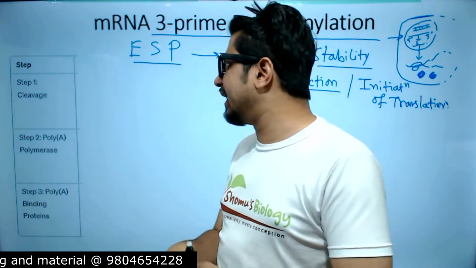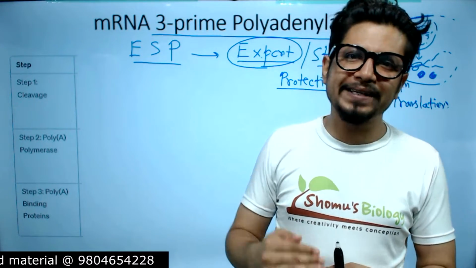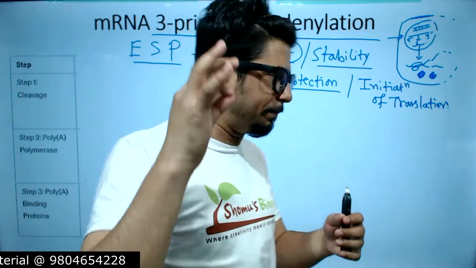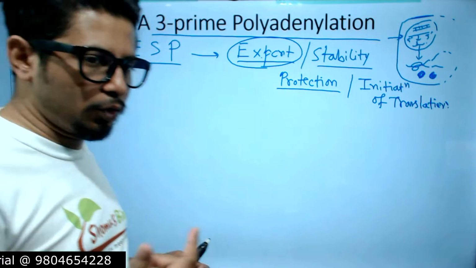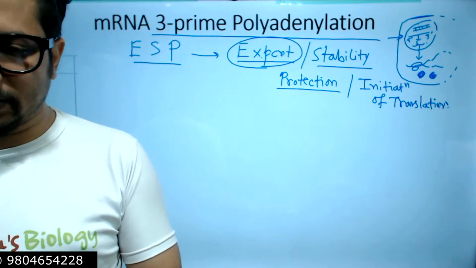Now once you understand that, we'll move on to the process and steps of 3' polyadenylation. The 3' polyadenylation steps are not that complicated, it's very simple. For that, I'm going to take a different color here to explain to you how this process is done.